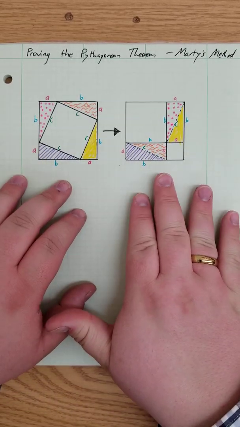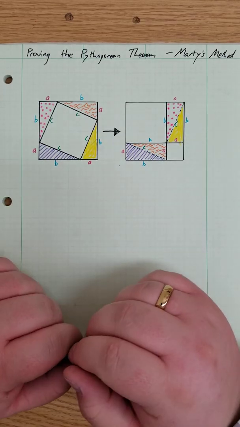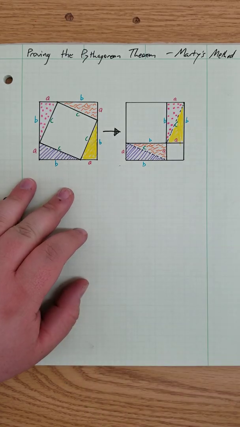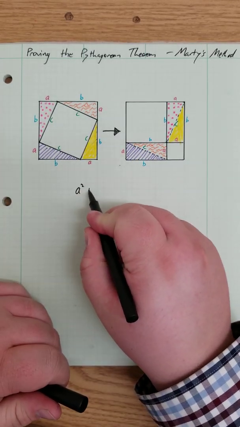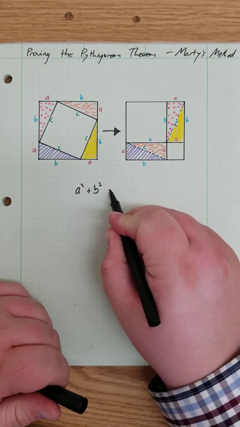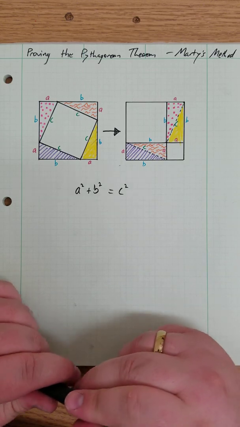Here, I'm labeling a few things, color coding it, making it a little bit easier to see why this does indeed prove that a squared plus b squared is equal to c squared, which is the Pythagorean theorem.